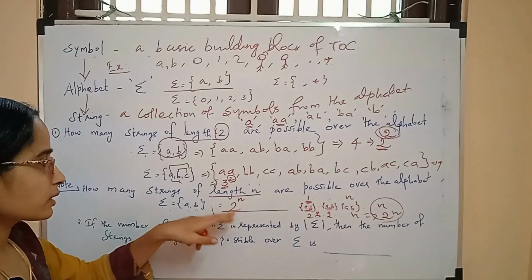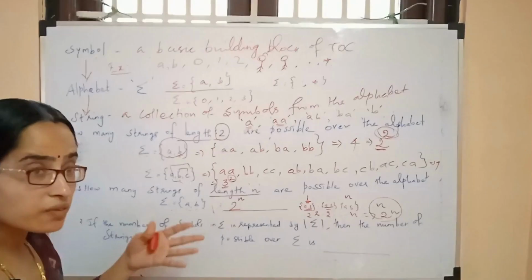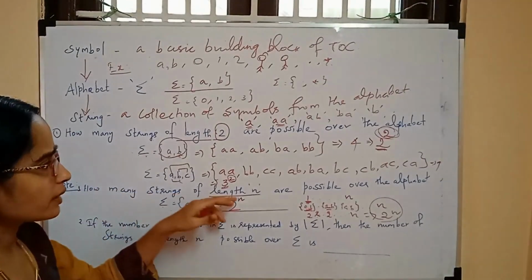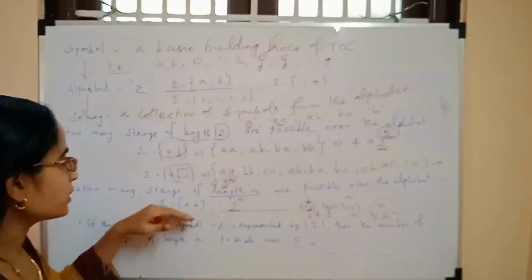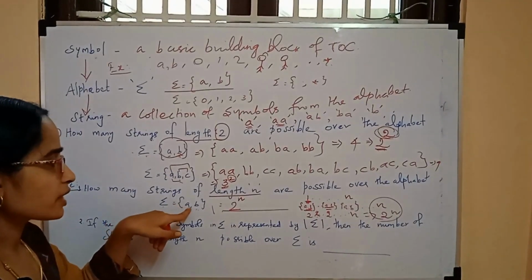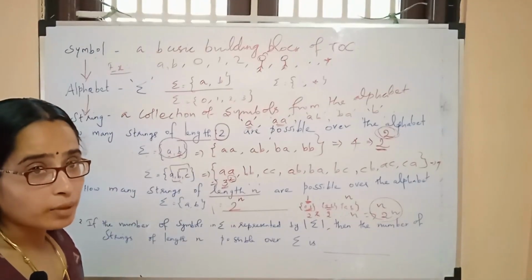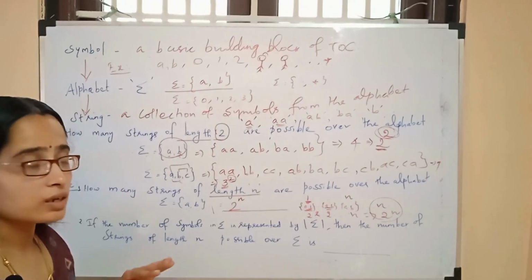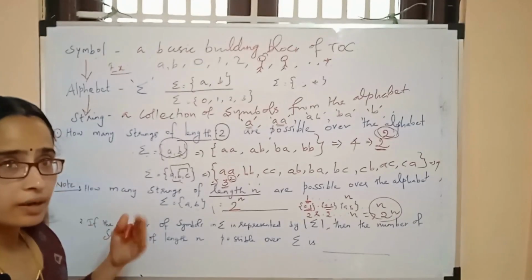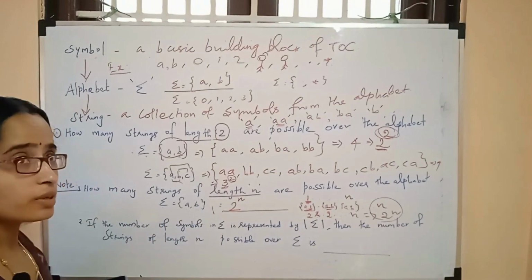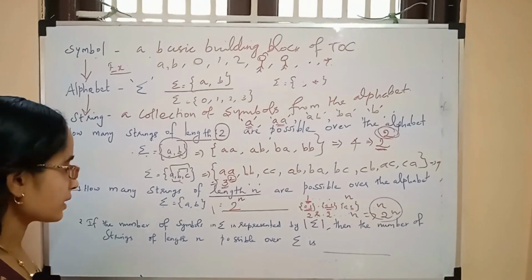I'm just changing the question. How many strings of length N are possible over the alphabet sigma equals {A, B, C}? What will be the answer? Just give the answer in the comment box below. I will also remind you in the next lecture, and I will give the answer in the next lecture.